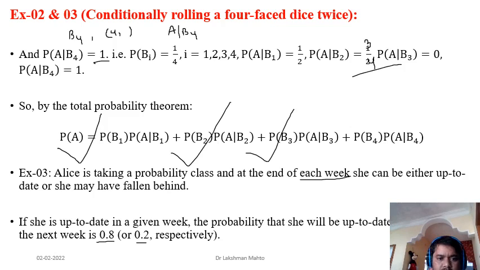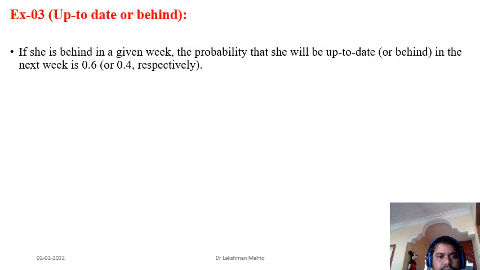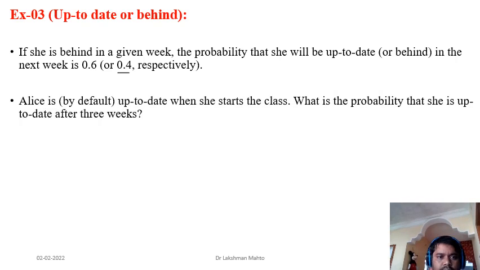Another scenario is given here. If she is behind in a given week, the probability that she will be up to date in the next week is 0.6, or she will be behind in the next week with probability 0.4. So these two pieces of partial information are given. Based on this, we have to calculate many things. What we will see here is a sequential problem.